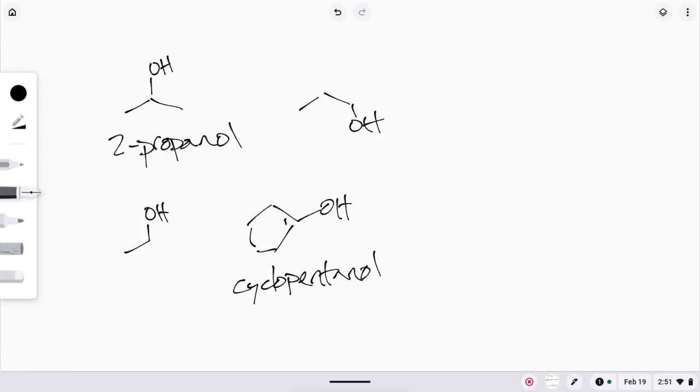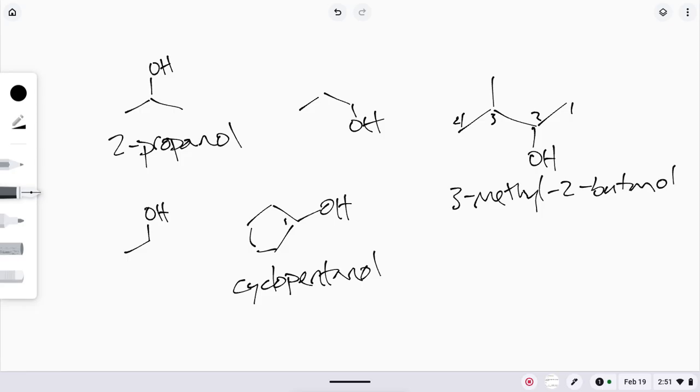So depending on the example, sometimes you have branches, sometimes you don't. Again, I could have multiple things on here. This could be an alcohol. This is a butanol because there's 1, 2, 3, 4 carbons, but it also has a 3-methyl. So 2-butanol. So this would be my name that's appropriate for this alcohol.